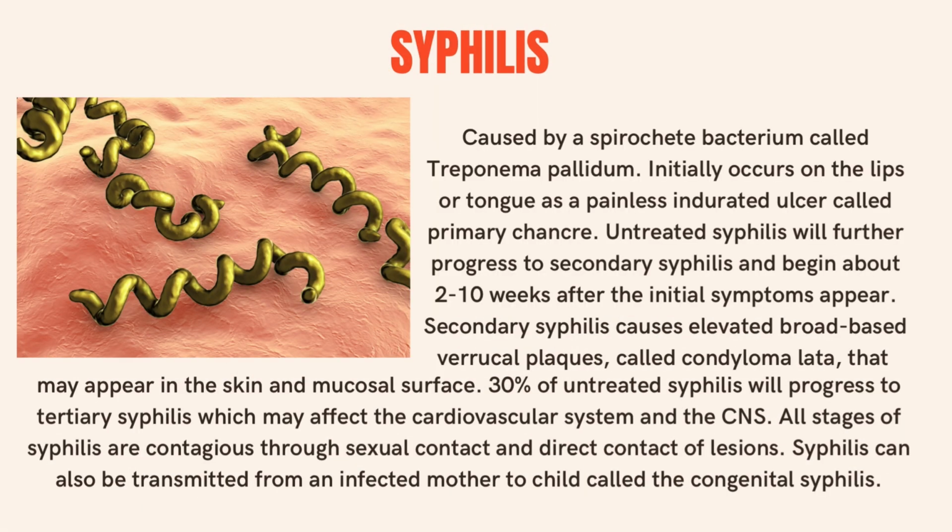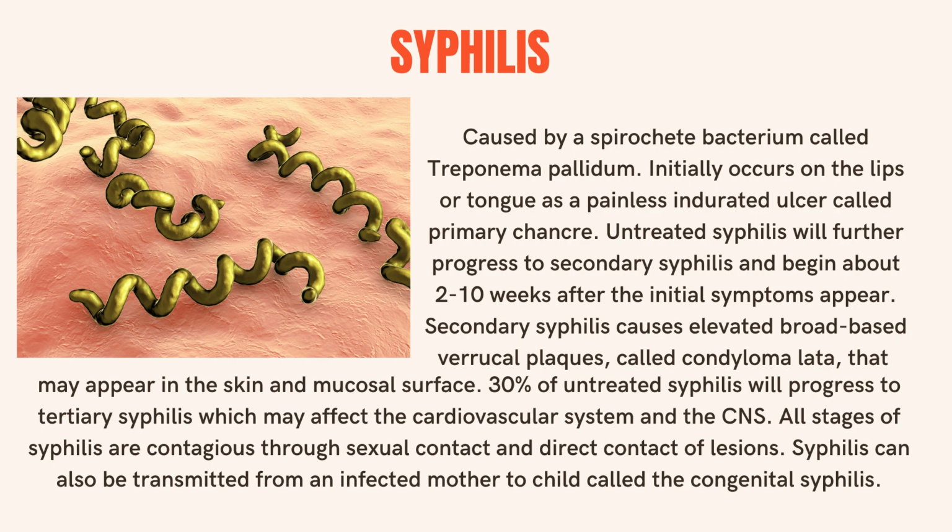Syphilis is caused by a spirochete bacterium called Treponema pallidum. It initially occurs on the lips or tongue as a painless indurated ulcer called primary chancre. Untreated syphilis will further progress to secondary syphilis, beginning about 2 to 10 weeks after the initial symptoms appear. Secondary syphilis causes elevated broad-based verrucal plaques called condyloma lata that may appear on the skin and mucosal surface.